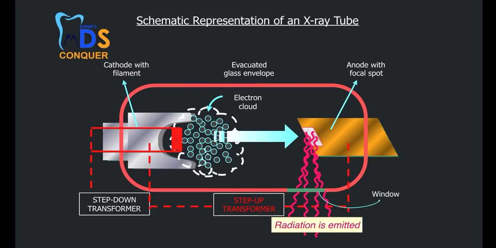Number one is the filtration. Actually, a lot of different energy related photons are being produced. There are high energy photons, there are low energy photons. But actually, the low energy photons are not useful to produce the image. So low energy photons have to be filtered. That is being done by filtration.